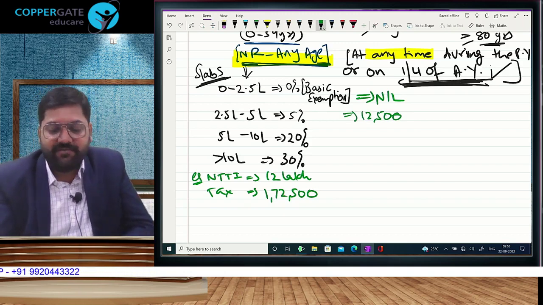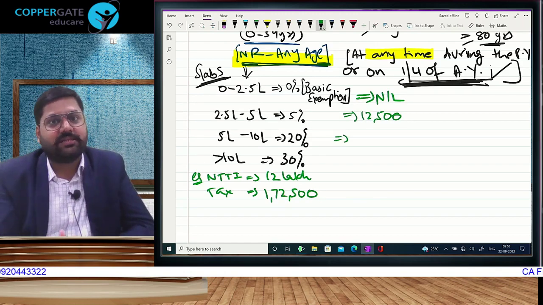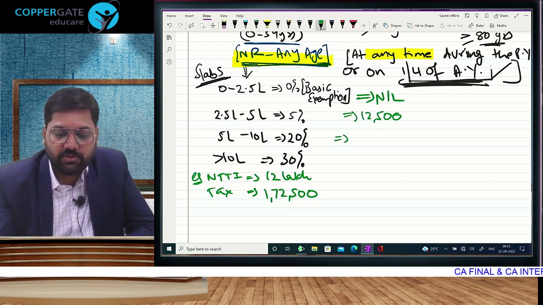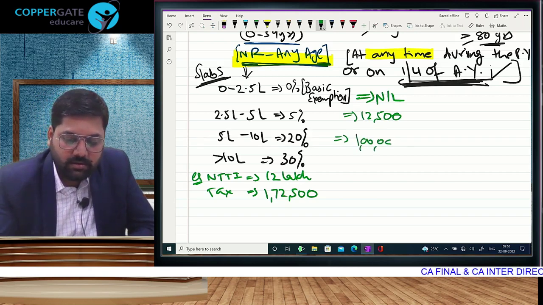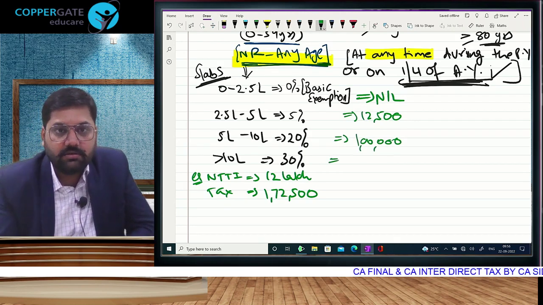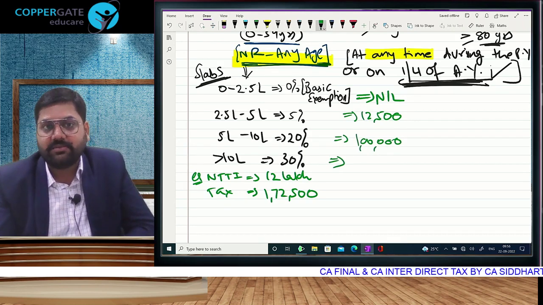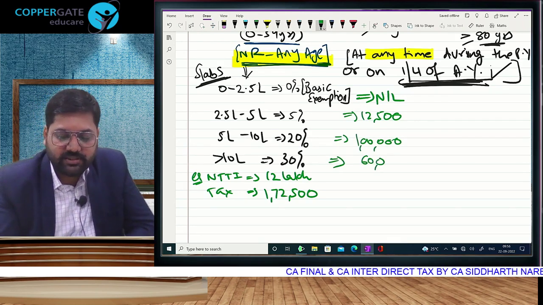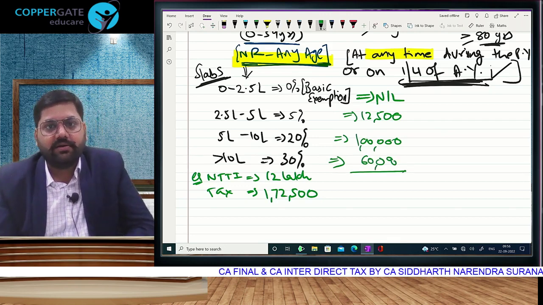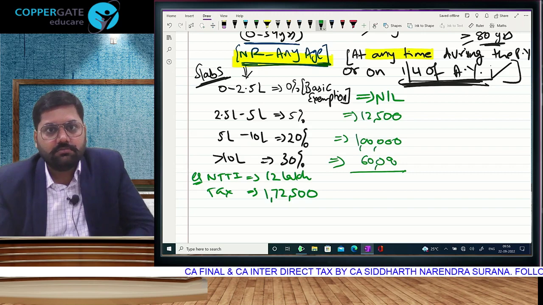Next slab 5 lakh to 10 lakh. How much amount in the slab? 5 lakh. You apply 20%. So you will get 1 lakh. And the balance in our example is 2 lakh. That 2 lakh will be subjected to 30%. We got 60,000. That's how we made the total of 1,72,500. Is that understood? Everyone?